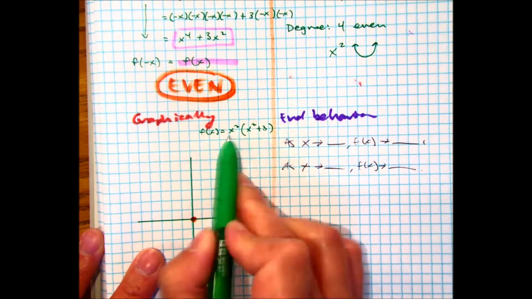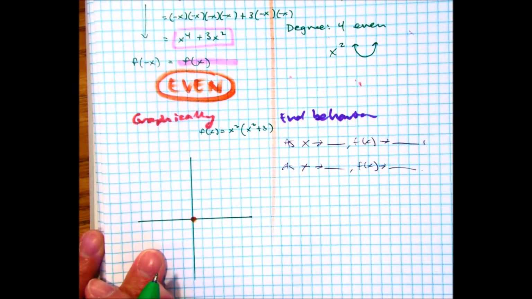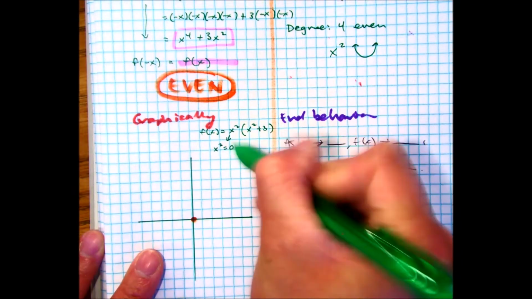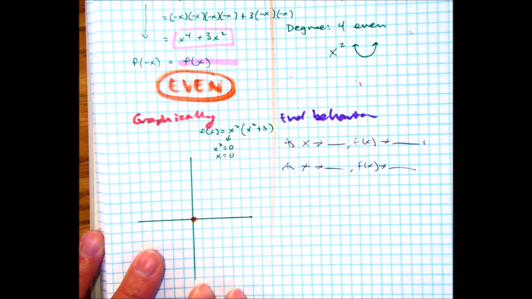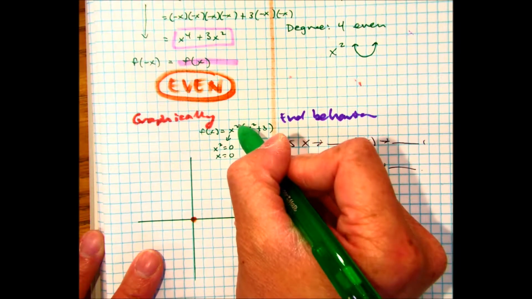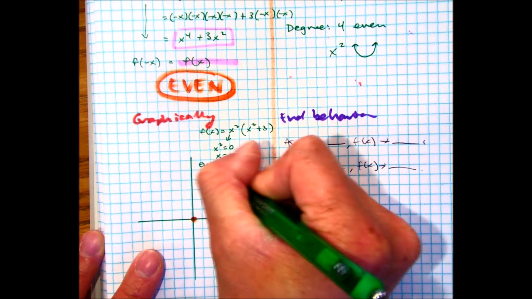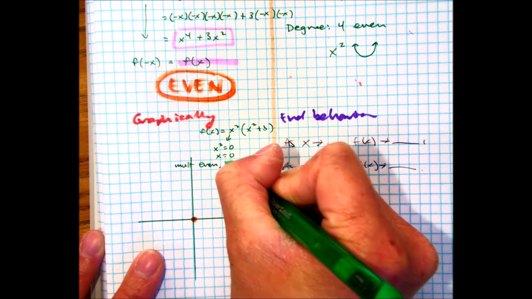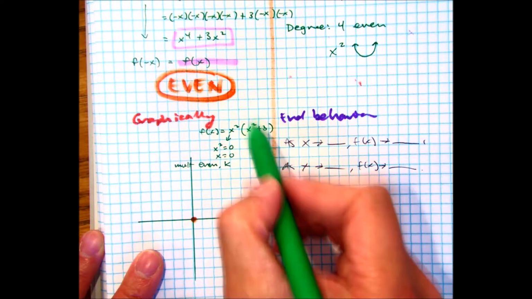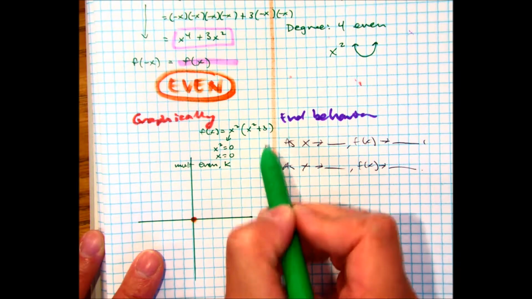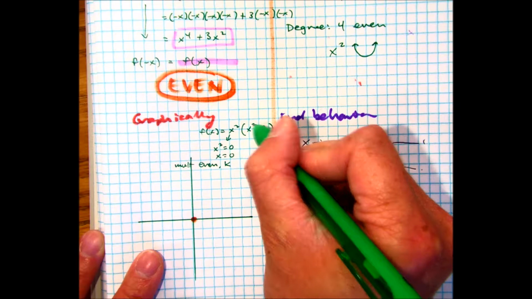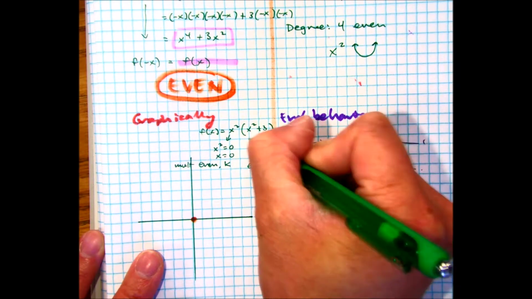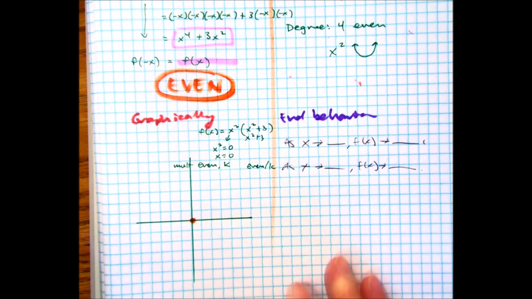Now essentially what's happening here is also the idea of multiplicity. I can set this equal to 0, and you're going to get x equals 0. Now that has an even multiplicity, so there I'm going to do a kiss. X squared plus 3, this is also a multiplicity of 2. It's essentially an even, so you're also going to kiss there.